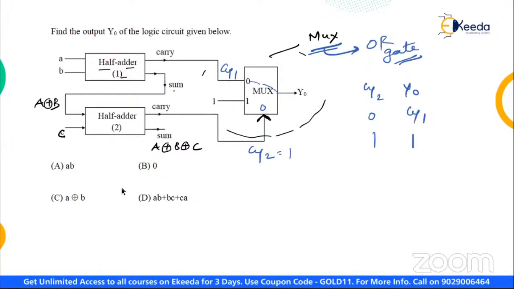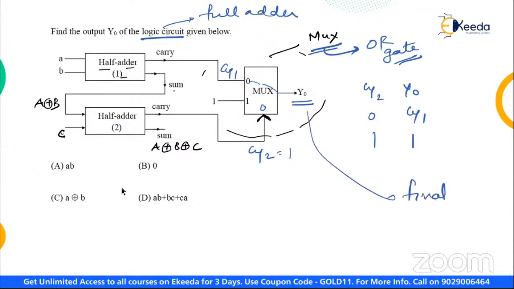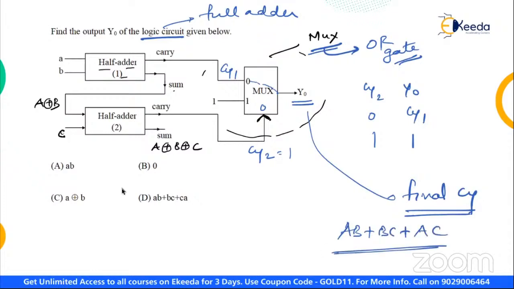So if this is an OR gate and it is actually summing up the carry, moral of the story, this is actually a full adder circuit. And let me tell you, this output is nothing but the final carry. If you remember, the final carry for a full adder is simply AB plus BC plus AC. So just by observation, I can say this is option D, guys. Let me know if you have understood this.